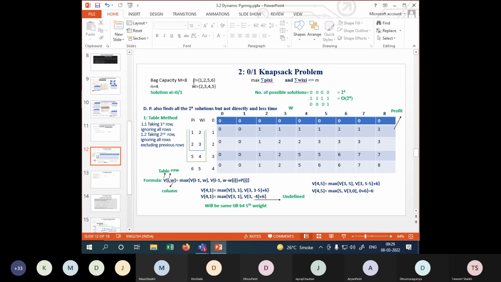So again, for the purpose of the recap, we have a bag of size 8. The total amount we can introduce inside this bag is 8 kg. The number of items is 4. The profit of every item is given as 1, 2, 5, 6, and the corresponding weight is also given. The condition of knapsack, as we know, is to maximize the profit while keeping in consideration that the total weight should not be greater than the allowable weight in this bag.